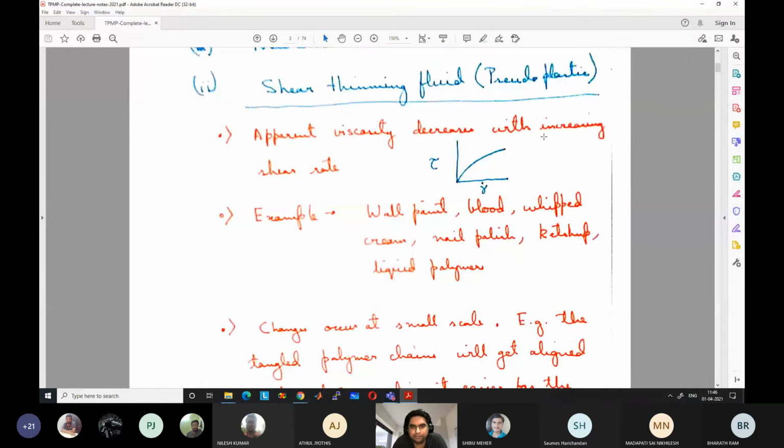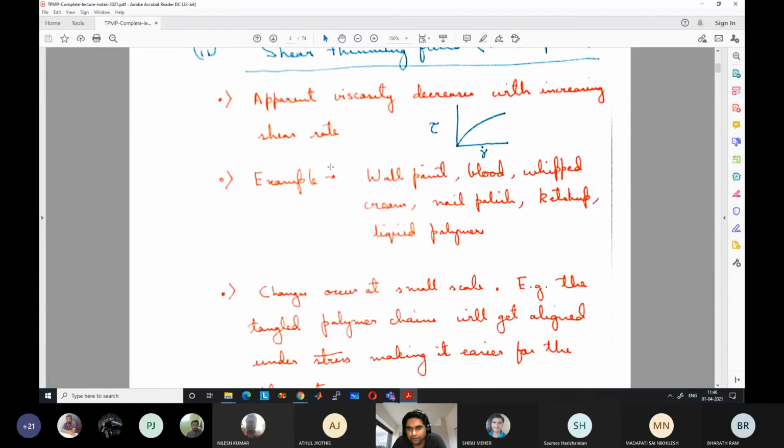What are some examples? Paint is an example. Blood. Human blood, or any blood, is an example of a non-Newtonian fluid. You will always hear blood is a non-Newtonian fluid, but what type of fluid? It is a shear thinning fluid. Cream, nail polish, ketchup, liquid polymers, all these are examples of shear thinning fluid.